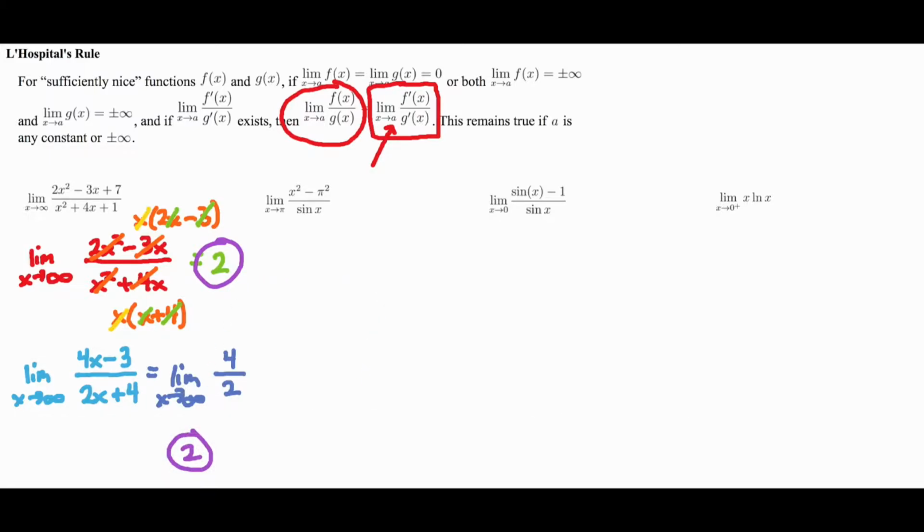Okay, this next one here. First thing I'm going to do is try to plug in pi here. We get pi squared minus pi squared, so we get 0 on the top. Okay, if you plug in pi here, sine of pi is equal to 0. So because we have a 0 over 0, we can use L'Hopital's rule.